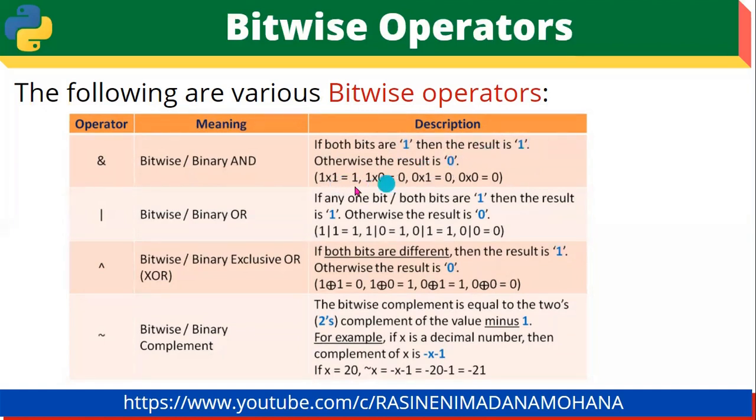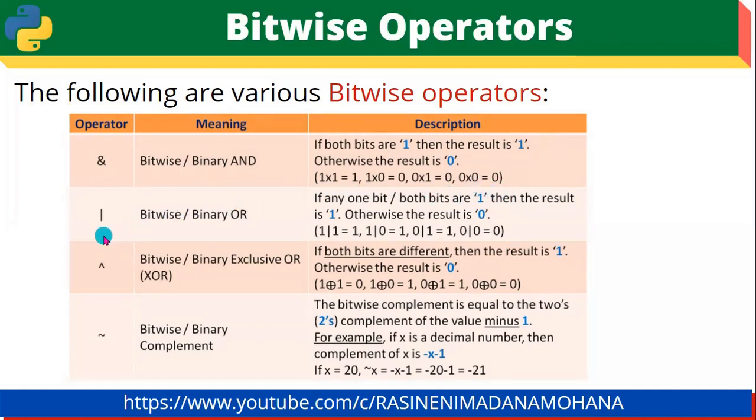So all the combinations for the bitwise or binary AND operator are shown here. 1 and 1, you will get 1. 1 and 0, you will get 0. 0 and 1, you will get 0. 0 and 0, you will get 0. So if both are 1, the result is 1. If any one is 0 or both are 0, the result is 0. Only if both bits are 1, the result is 1. In all other cases, the result is 0.